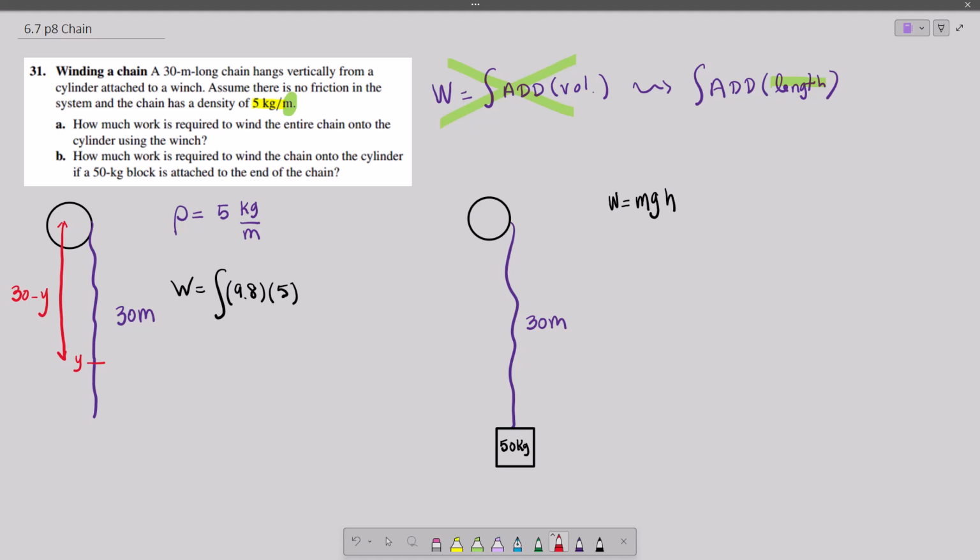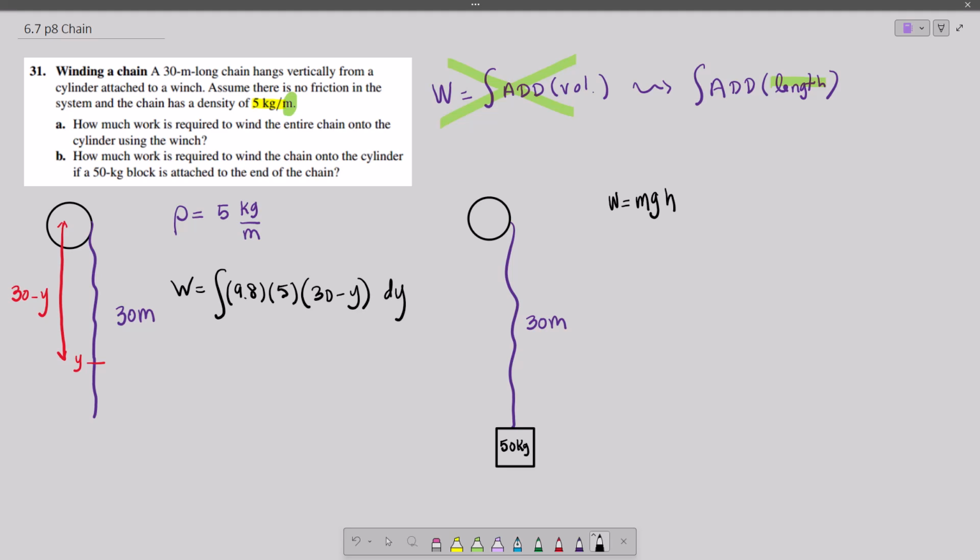So the whole length is 30. Y is that little height down there. The complementary height will be 30 minus y. So that's going to be our second D, 30 minus y. So ADD, and now with the rope or a chain, this is simple. The last part is just dy. That is the length.